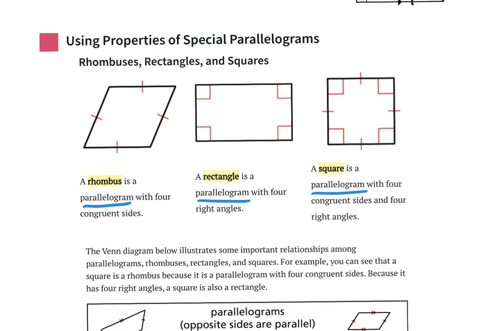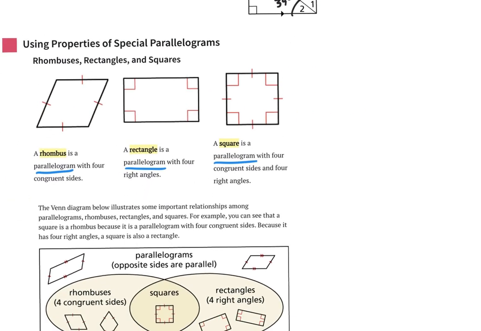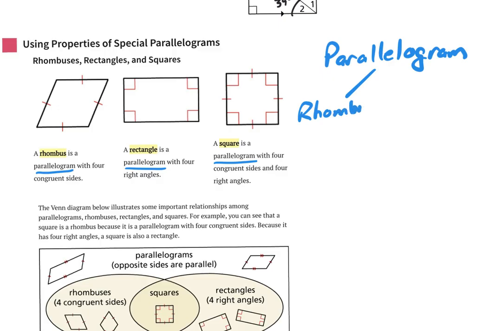And so one of the ways that I kind of think about doing this, and we'll look at the Venn diagram here in just a second. Parallelogram is where we could start. All of these are parallelograms, okay? And then you could say, is it a rhombus? Or you could say, is it a rectangle?